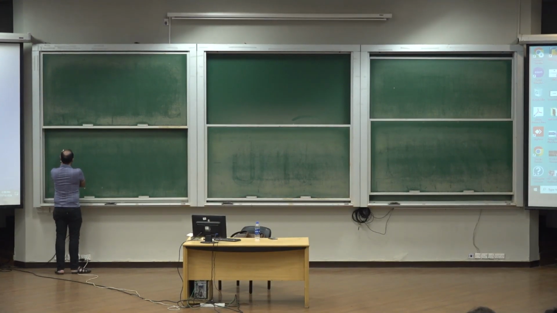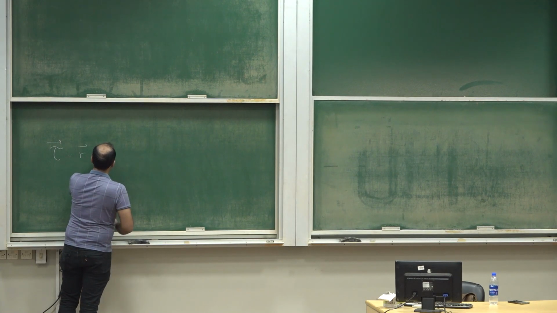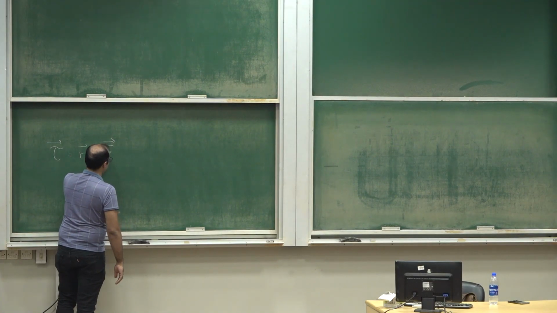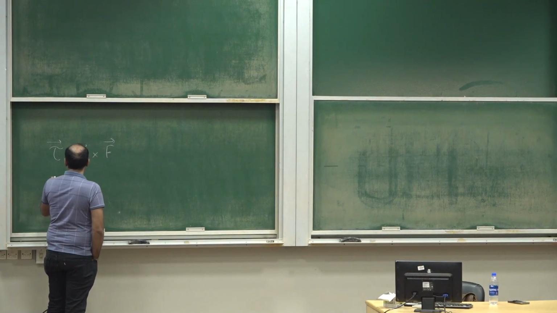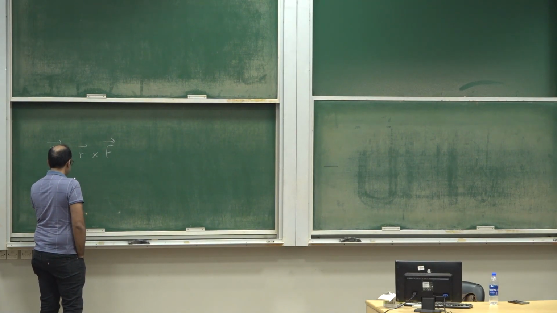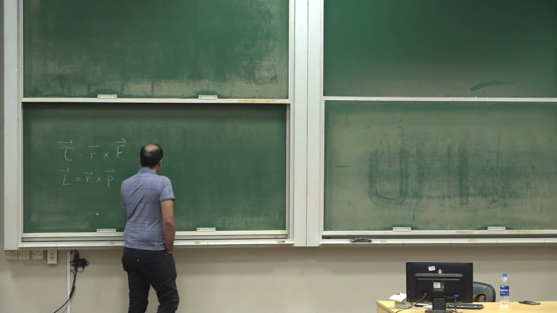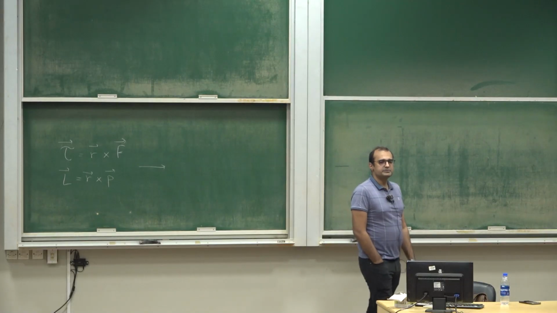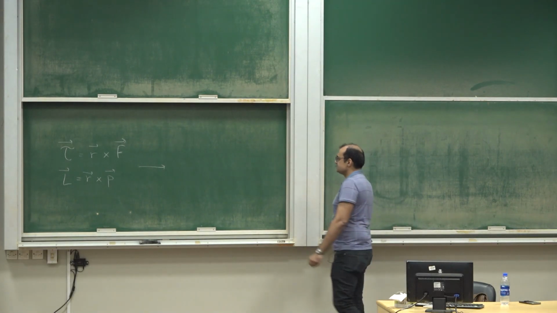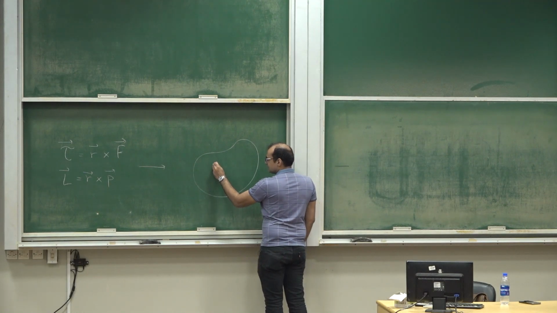started off with these definitions for a point particle. For a point particle, you define a vector which is r cross F, F being the net force on that particle, and then you define another vector which is the angular momentum, r cross p. Then you apply this to a collection of point particles in the context of an object rotating about some axis, so for example you have this object that is rotating about this axis passing through point O.